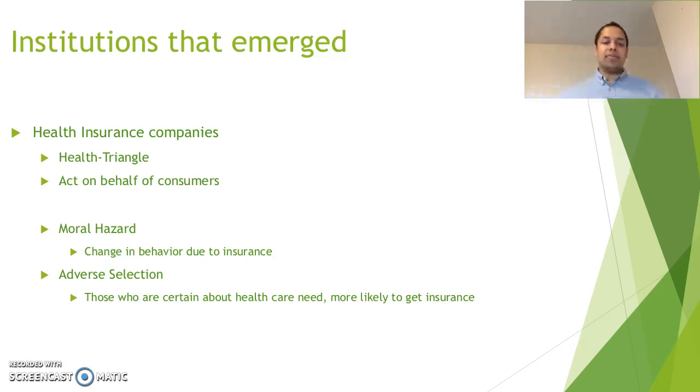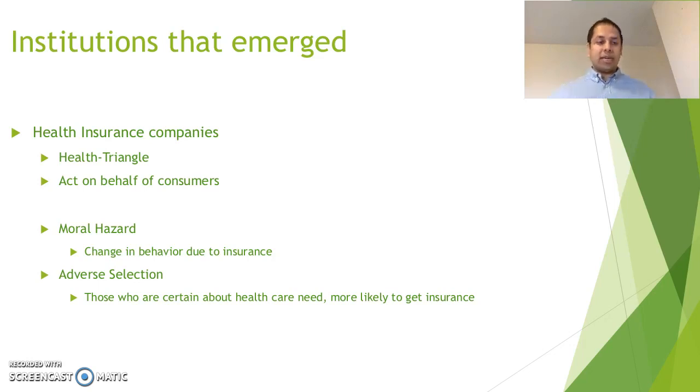On the other hand, we have adverse selection. That means in a health insurance market, if I am more certain that I will need health treatment in the future, I am more likely to get insurance. On the other hand, if I am healthy, I know that I don't need health insurance. The healthier people are less likely to get health insurance, which makes the insurance companies worse off. So, for that reason, governments should emerge to help the insurance companies, and government itself has emerged as an institution.